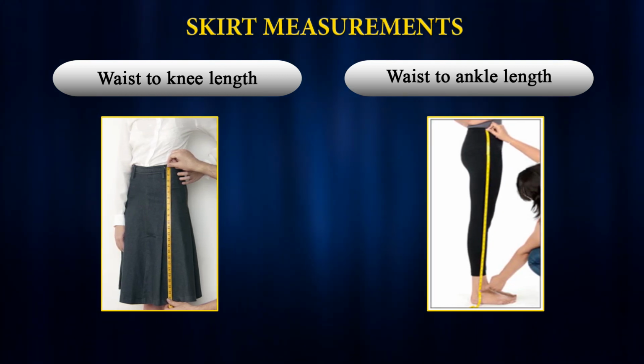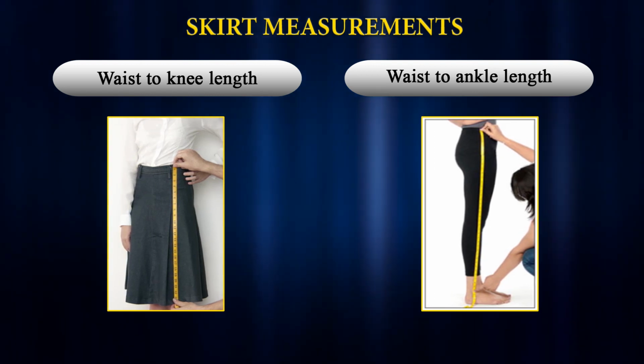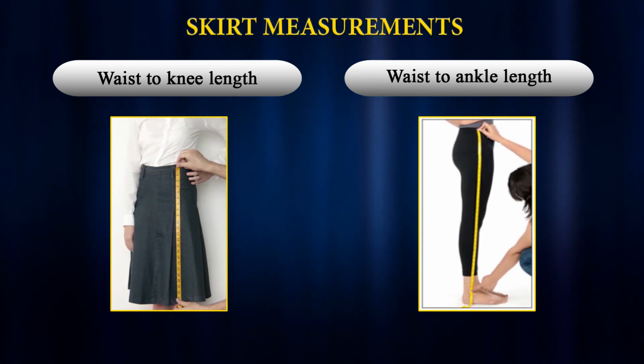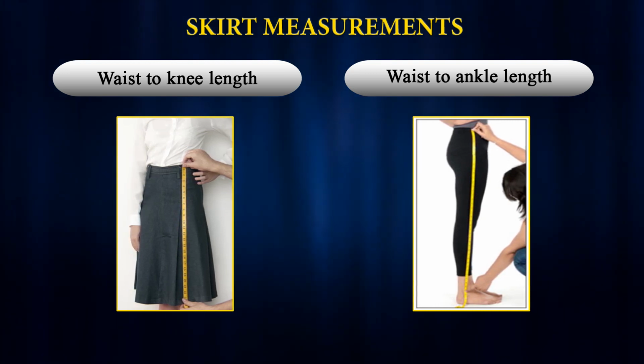If we want to create an ankle length, then we take the waist to ankle length measurement, which is waist to ankle. We have discussed which part is called the ankle on the body.